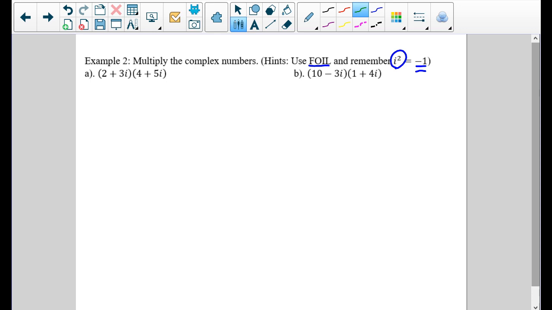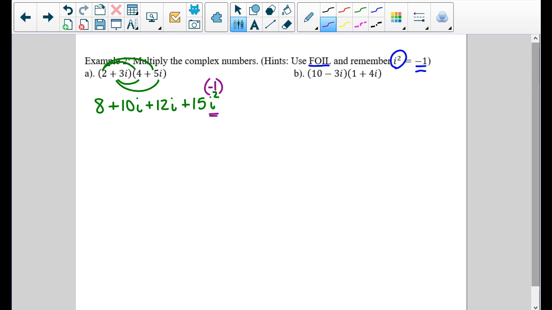I like to take and multiply my front by the tops here. So 2 times 4 gives me 8. 2 times 5i gives me a 10i. Then 3i times 4 is a positive 12i. And 3i times 5i is a positive 15i squared. Now remember, this i squared is actually a negative 1. So this is going to be a negative 1.